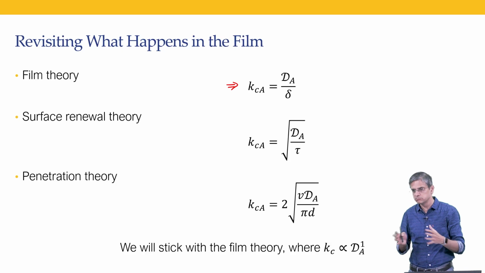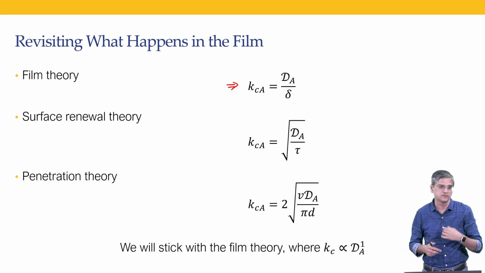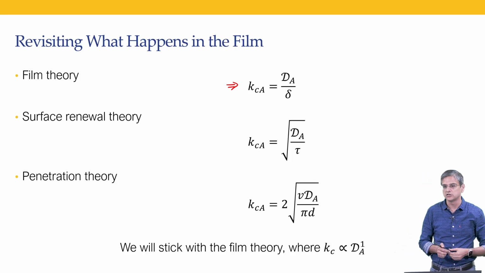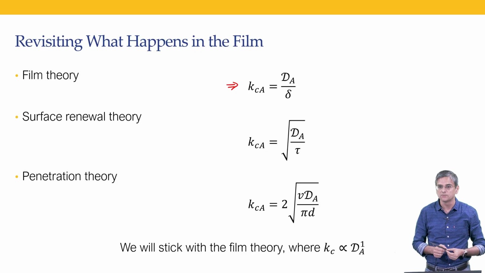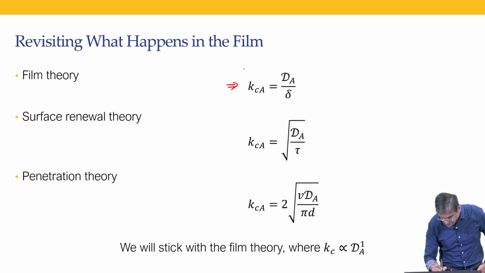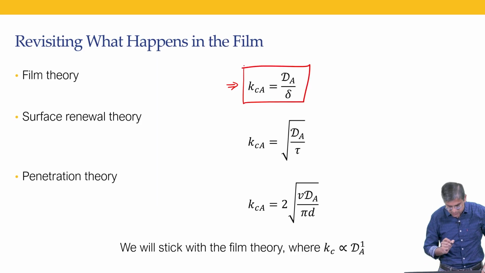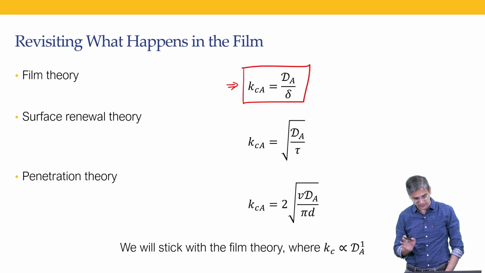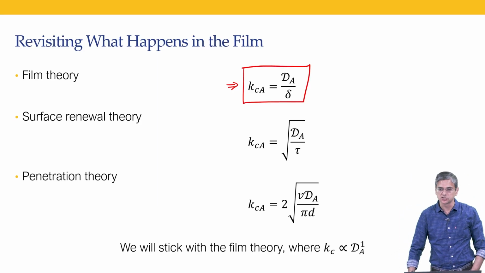But if you are interested in the theory or if you need to look at the theory, Doraiswamy and Uner's book would be a good place to start, or even from Enden Bischoff. Okay. So, that is the background. Do not have to bother about the background. We are going to talk about film theory. Film theory, Kc is proportional to diffusivity to the power 1.